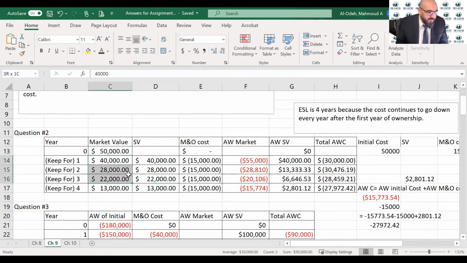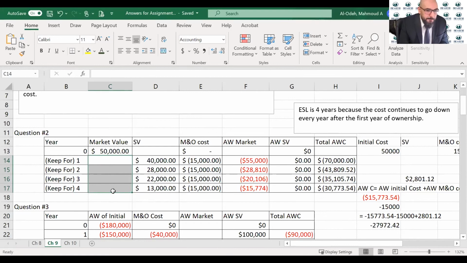So this is what I recommend. I added another column and called it the salvage value, because this is what we used to do instead of saying market value. And then I would like to delete that just to avoid any confusion. So we deleted that, and we shifted these market values to be salvage value. It depends on how long I want to keep it. Should I keep it for 1 year? If yes, use the salvage value of 40,000. If we're going to keep it for 2 years, use the salvage value of 28,000.